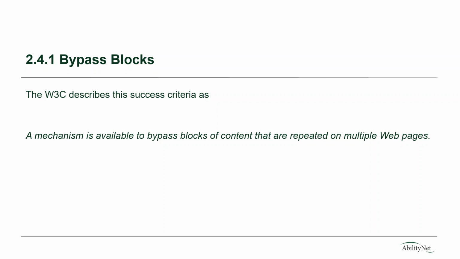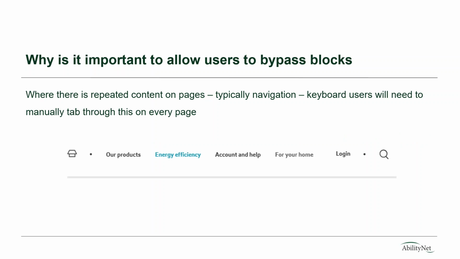So this checkpoint was designed to address that problem, and it can be described as: a mechanism is available to allow users to bypass blocks of content that are repeated on multiple web pages. Now, typically, that will be the navigation at the top of a page. That appears on every page, and if users only want to get to the content in the body of the page, they do not need to tab through that menu.